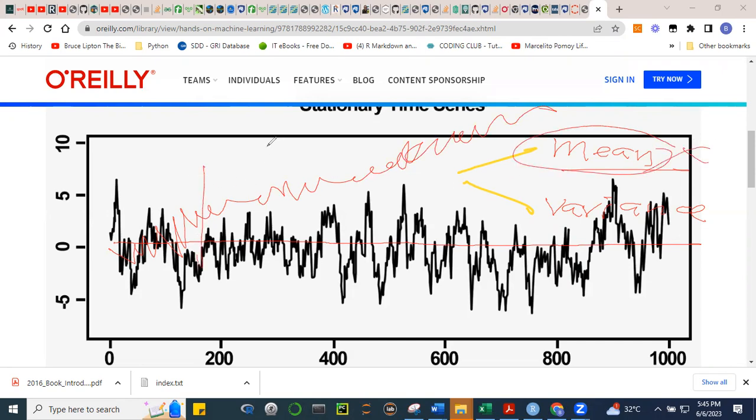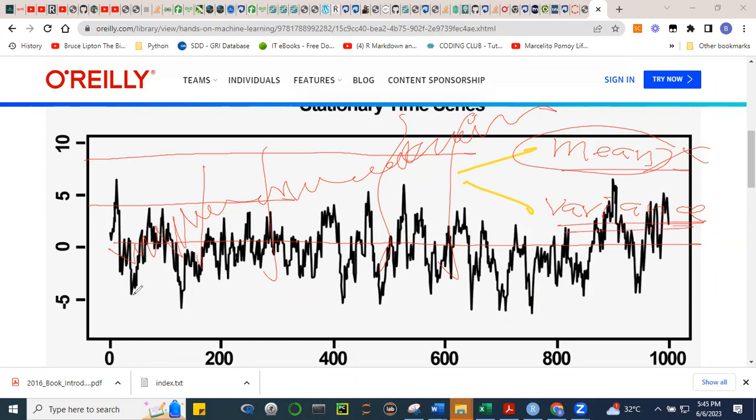Kasi if I take a look at this one, pag dito sa point na to, this segment, ang average niyan, tumaas na, no? Ito, class, across time, hindi nagbabago yung average, ganun pa rin. So this is stationary in mean. Okay, and also, stationary in variance.